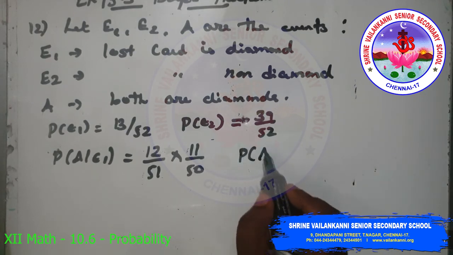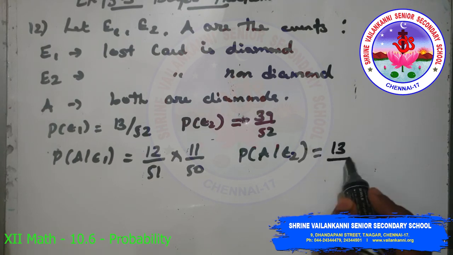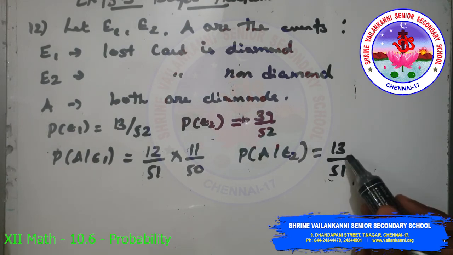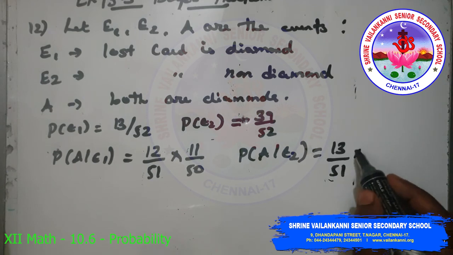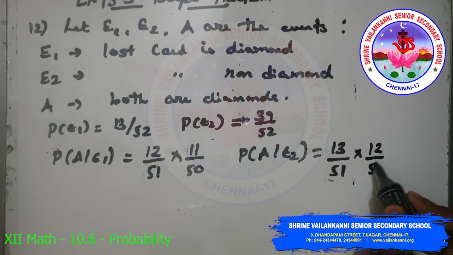Now P of A by E2. E2 is the event that the lost card is non-diamond. So 13 by 51. That means one card is lost, so total is 51, but it is not a diamond card. So it is 13 by 51, into choosing another diamond card. So it is 12 by 50.